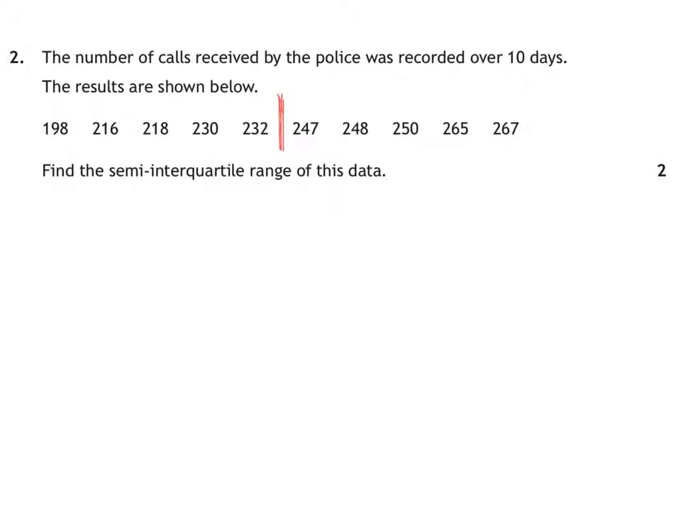So first of all, we have got 10 pieces of data. So we need to split it down the middle. That means we have 5 either side of our median there. We then need to split them again. So 5 on each side. The middle number is going to be this one here and this one here. So that's us got our Q1 and our Q3.